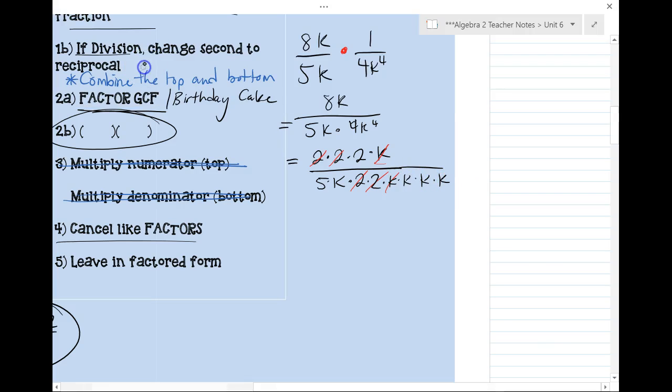So now we have to combine them back. So we have a 2 on the top, a 5 and a k here, and 3 more k's. So 2 on the top, a 5, and 4 k's, which makes k to the fourth.